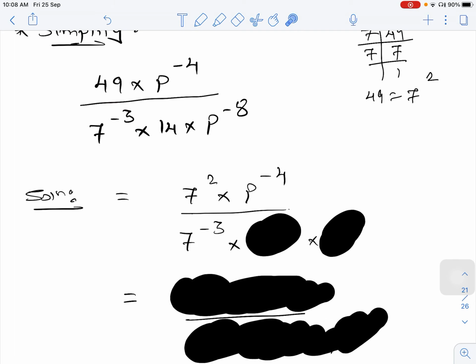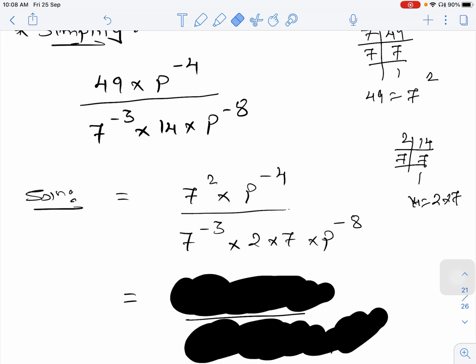Now, this 14, let us find its factors. 14 can be written as 2 sevens are 14. So what are the factors of 14? 14 equals 2 into 7. Now, remember that this one is not having any power, means its power is every time 1. So, in the next step, this 14 will become 2 into 7, and this p raised to minus 8 will be as it is.